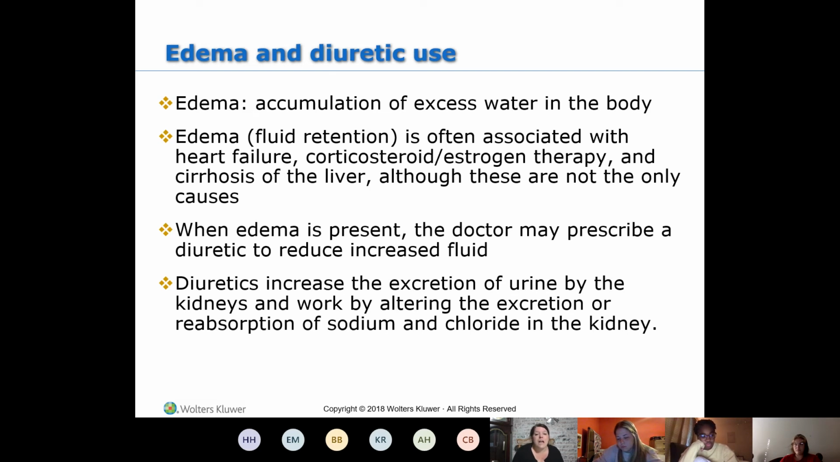So if we know that those are reasons for fluid retention, then we know that those are also going to be some of the reasons that our physicians are going to prescribe diuretics, correct? Because we're going to want to get rid of some of that excess fluid. So when edema is present, the doctor may prescribe a diuretic to reduce the increased fluid. Diuretics increase the excretion of urine by the kidneys, and they work by altering the excretion or the reabsorption of sodium and chloride in the kidneys.